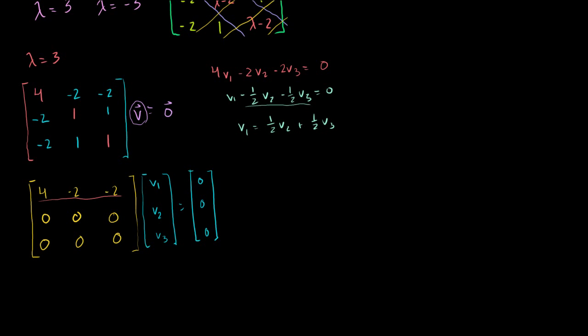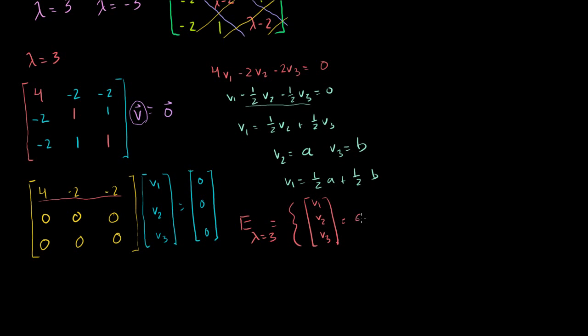Or we could say, let's say that v2 is equal to, I'm just going to put some random number a, and v3 is equal to b. Then v1 would be equal to 1/2 a plus 1/2 b. We can say that the eigenspace for lambda is equal to 3 is the set of all vectors v1, v2, v3 that are equal to a times v2 is a, right?